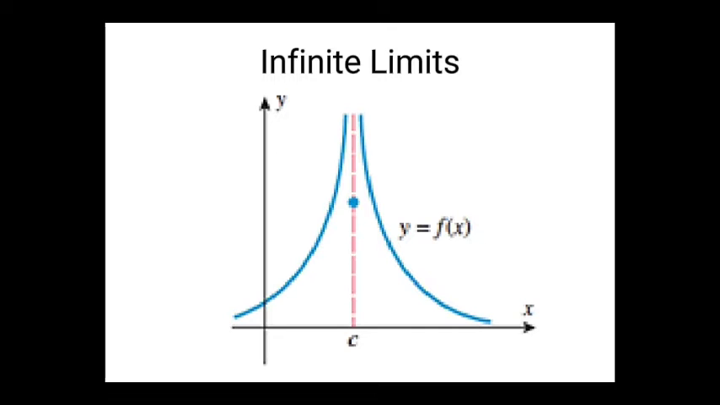Let us now proceed to infinite limits. Infinite limits also exist. They are sometimes one-sided and the limit does not exist. It is because its limit increases or sometimes decreases infinitely or without bounds. Let us take a look at this next example.